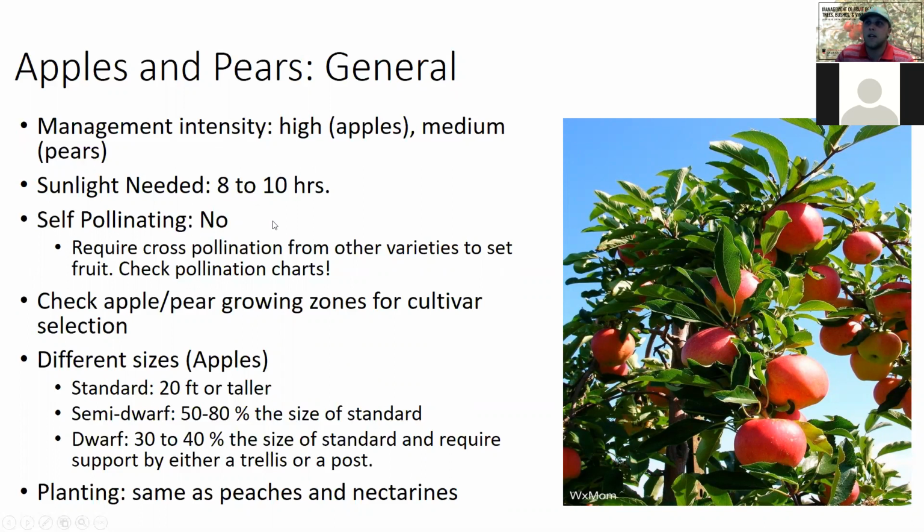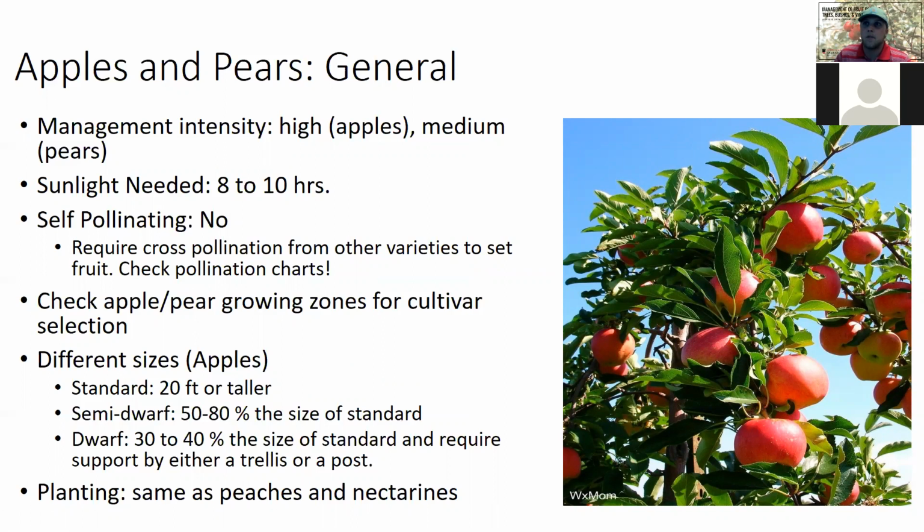Sunlight needed, once again, 8 to 10 hours. Self-pollinating, no. Most apple trees require cross-pollination from other varieties to set fruit. This is important to understand because if you're going to just buy one apple tree, you're probably not going to get very good fruiting. So it's good to check your pollination charts. Certain apple trees pollinate others better than others.